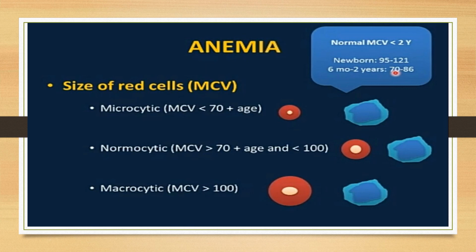in the peripheral circulation. Whereas in macrocytic anemia, the size of the RBC is greater than the size of the nucleus of the mature lymphocyte in the peripheral circulation. Most of the time, MCV is high in newborns and in children less than 2 years. For example, in a newborn, an MCV of 110 is normal. Most of the time, MCV is between 95 and 121. Between 6 months and 2 years, MCV is most of the time between 70 and 86.